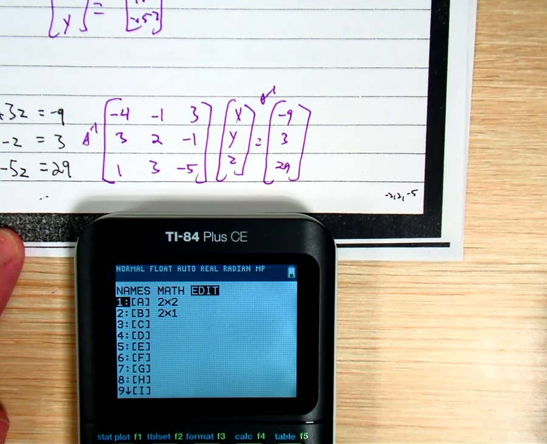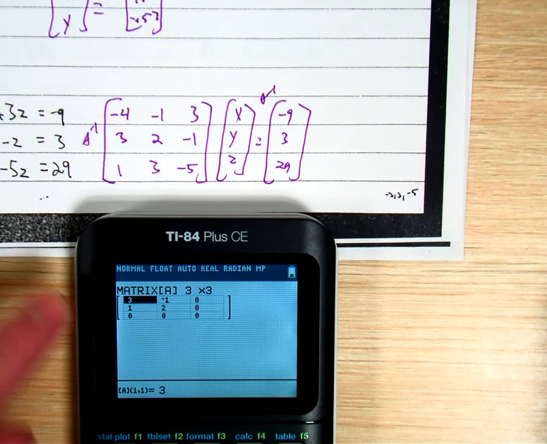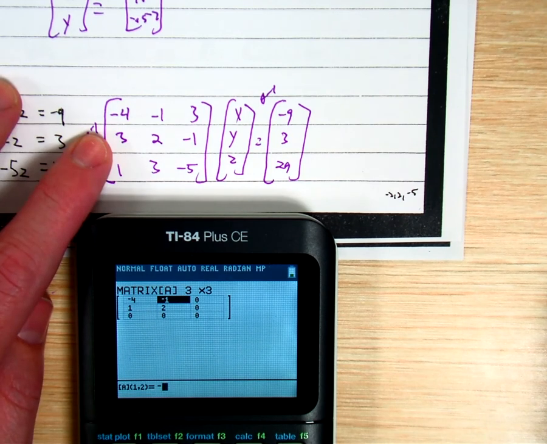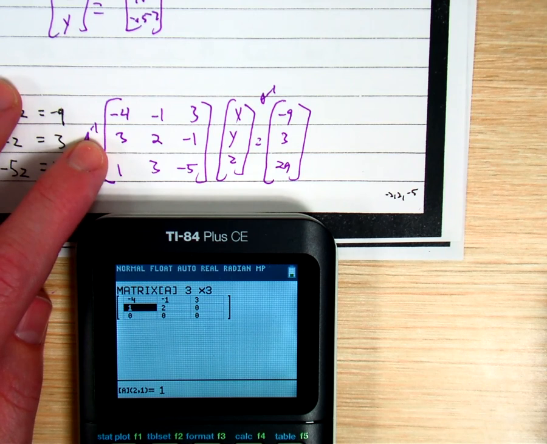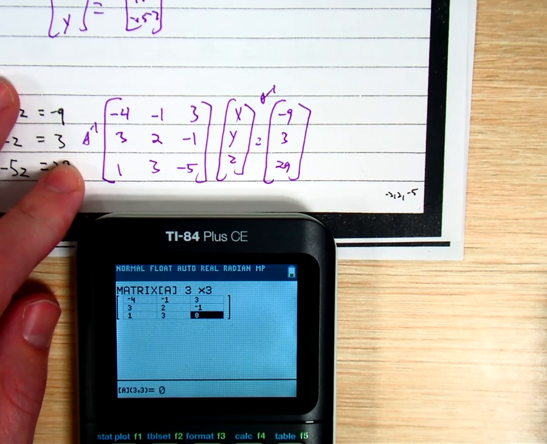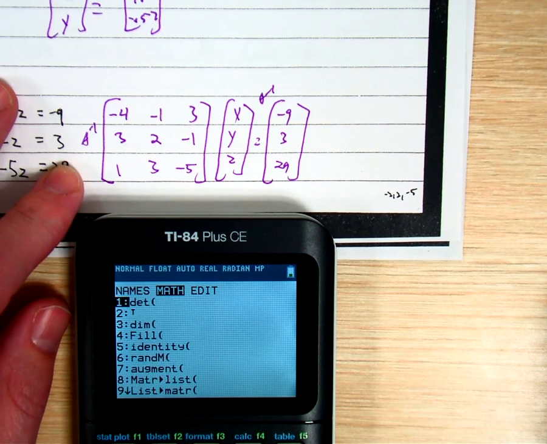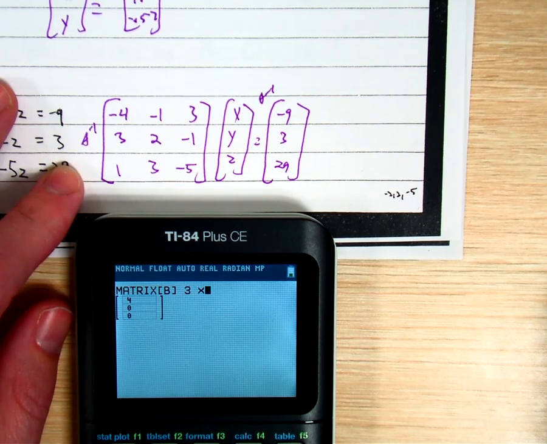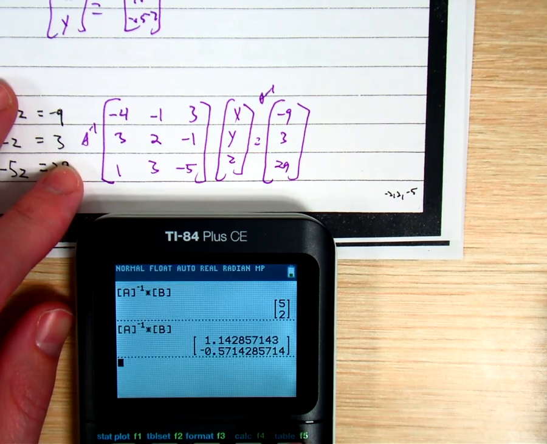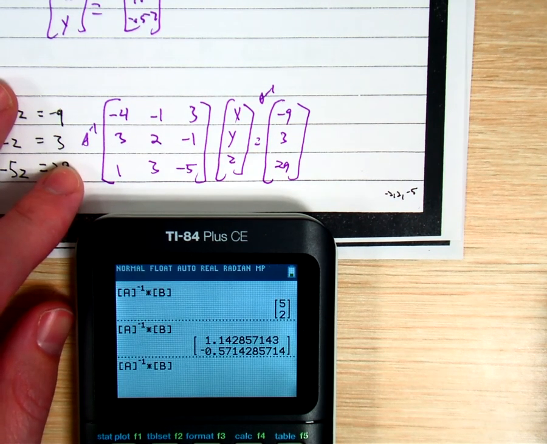Second matrix, edit. Oh, this is a 3 by 3. Negative 4, negative 1, 3, 3, 2, negative 1, 1, 3, negative 5. Okay, matrix, edit. Instead of a 2 by 1, this is a 3 by 1. Negative 9, 3, 29. Second quit. Matrix A inverse times matrix B.